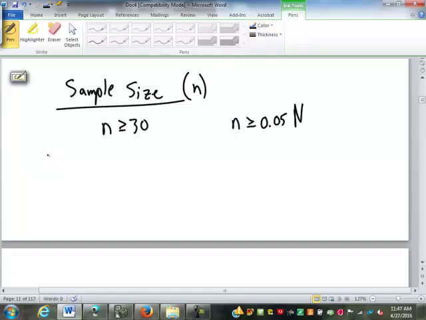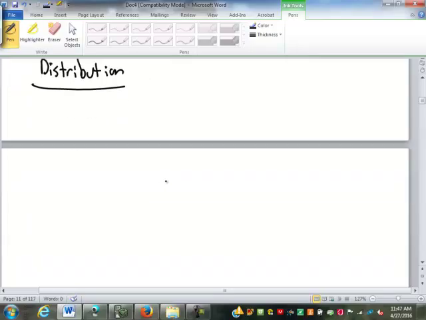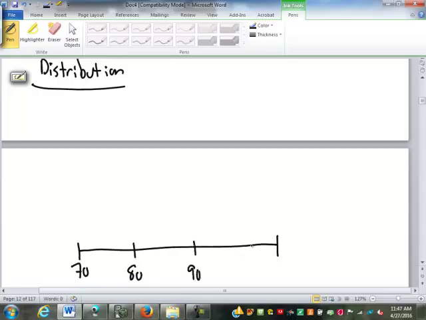Well, we have what's called a distribution. And a distribution is how the numbers fall. Let's take a look at this. Let's say we're going to do a distribution of test scores. Let's say this is 70, 80, 90, 100, and, of course, in between.